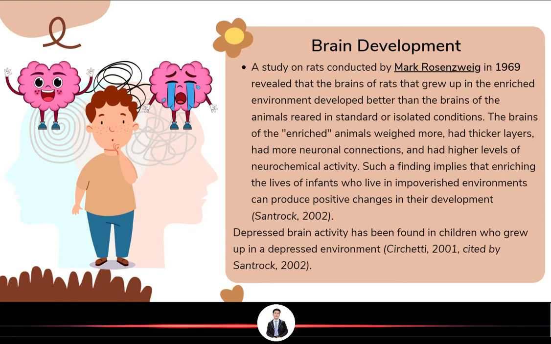On the contrary, depressed brain activity has been found in children who grew up in a depressed environment. I mean to say, if a toddler or a child grew up in a toxic, unhealthy environment, if they were raised in an unhealthy way, they are more likely to adopt that pessimism, that negative impact, in their brain. It could be psychologically, socially, in their behaviors, and possibly in their cognitive skills and communication. Yes, there is a negative impact.